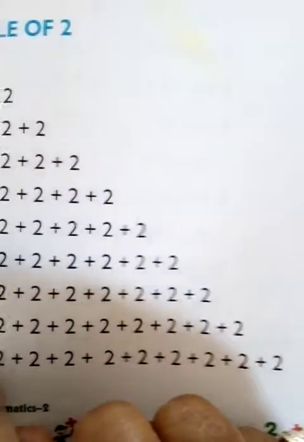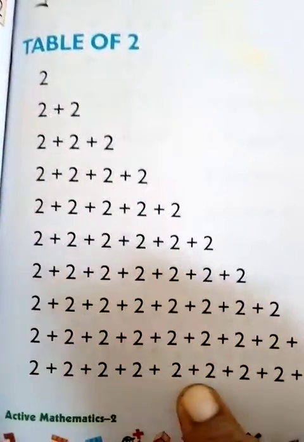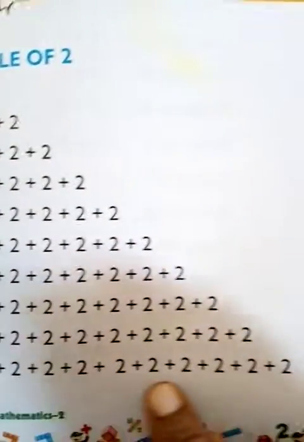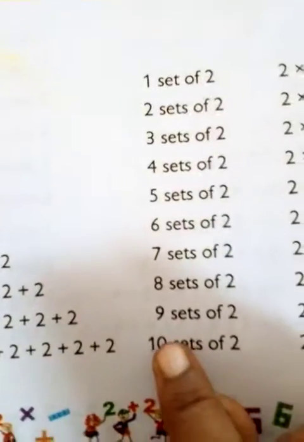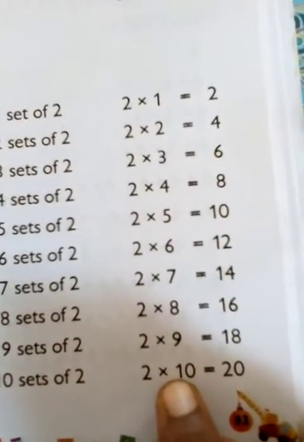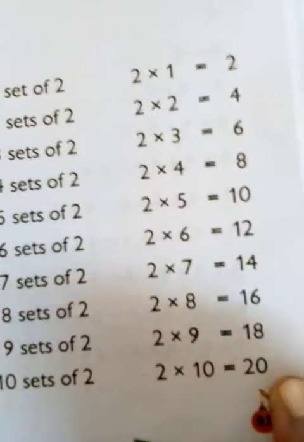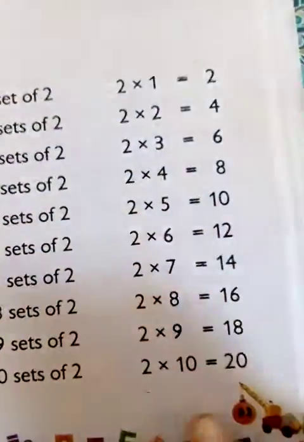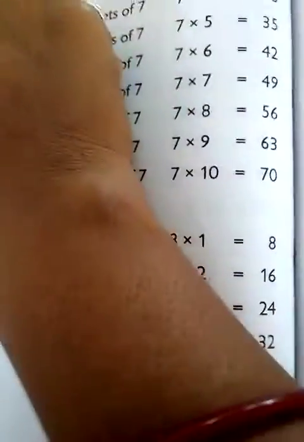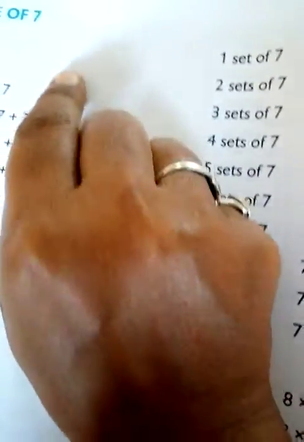So here we can see this is the addition of 2. How many times it has been added to the number 2, that you can write in multiplication form, that is in tables form. So here the tables of 2 has been given. Same as tables of 7. Here the tables of 7 is there. Here the tables of 8 is there.